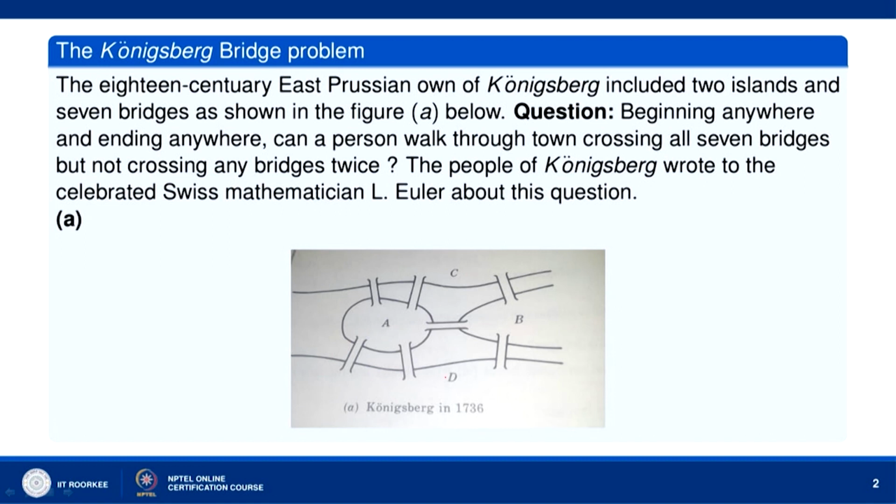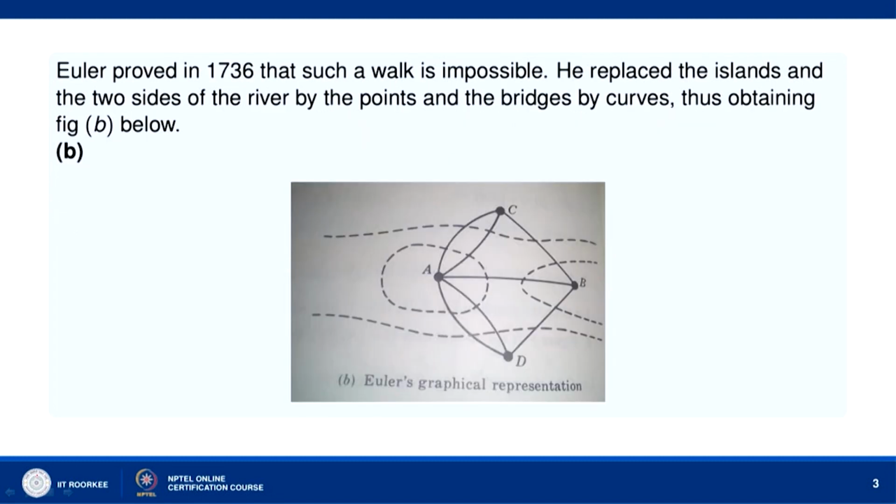So, the problem is: beginning anywhere and ending anywhere, can a person walk through the town crossing all 7 bridges, but not crossing any bridge twice? This problem was asked to the Swiss mathematician L. Euler by the people of Königsberg, and Euler in 1736 proved that such a walk is impossible.